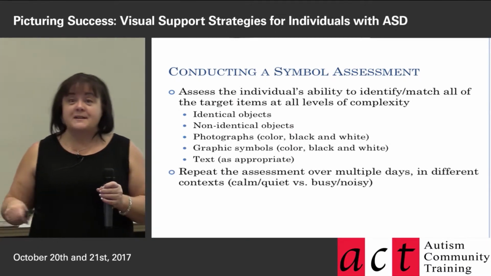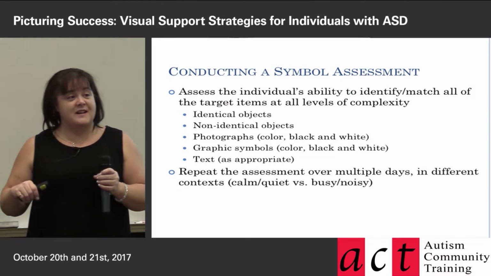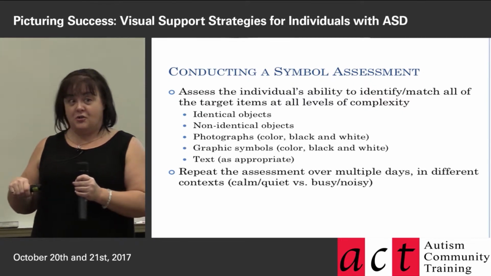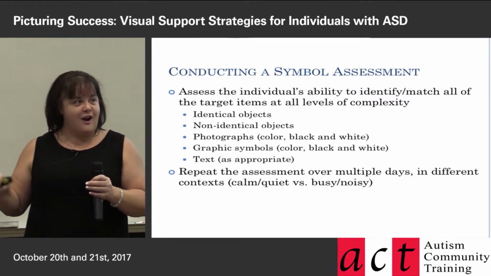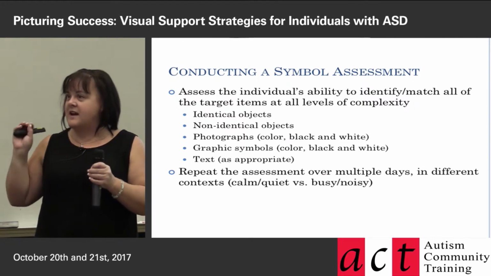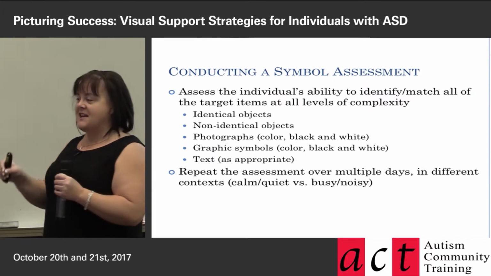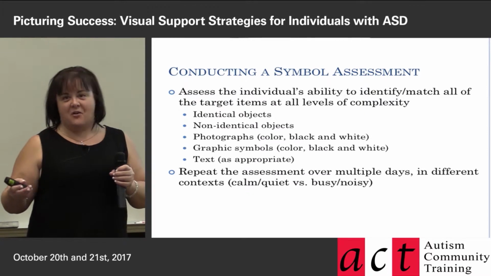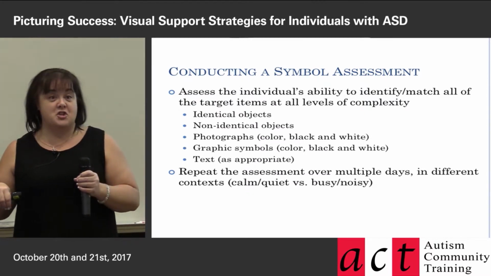It's best to do your symbol assessment a few times over, and also in a couple of different contexts. The first context I usually do a symbol assessment in is nice and quiet, nobody else there, not distracting, so I can get a really good sense of what this kid knows in the best possible conditions. But I also want to check in a noisier environment with distractions, because that's where the kid is going to use the visuals.